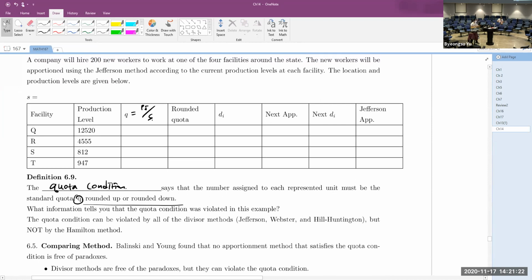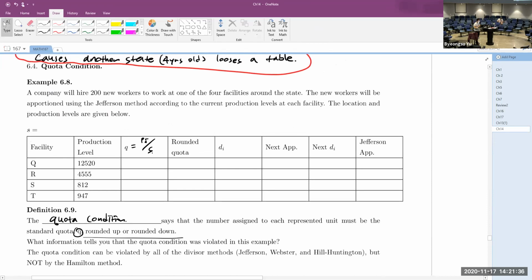But actually, the quota condition can be satisfied by the Hamilton method, but divisor methods cannot satisfy this quota condition. So let's see an example. A company will hire 200 new workers for one of its four facilities. These new workers will be apportioned using the Jefferson method according to the current production levels at each facility, right? So we want to distribute these 200 workers to each facility according to their production levels.